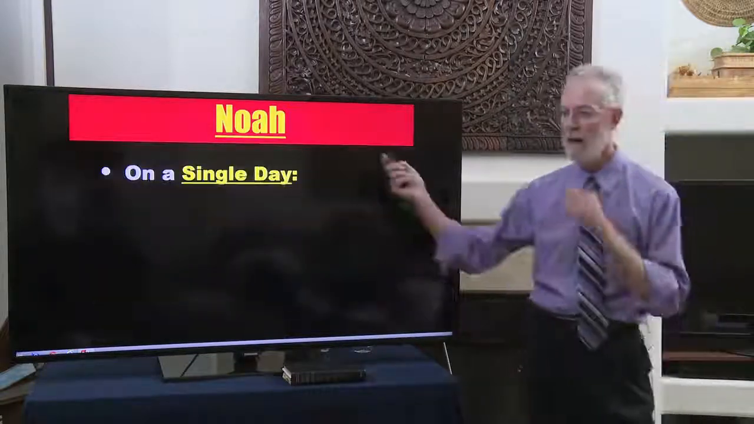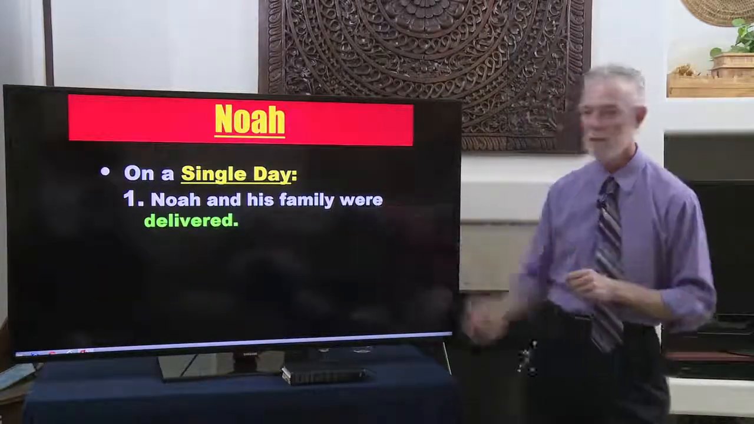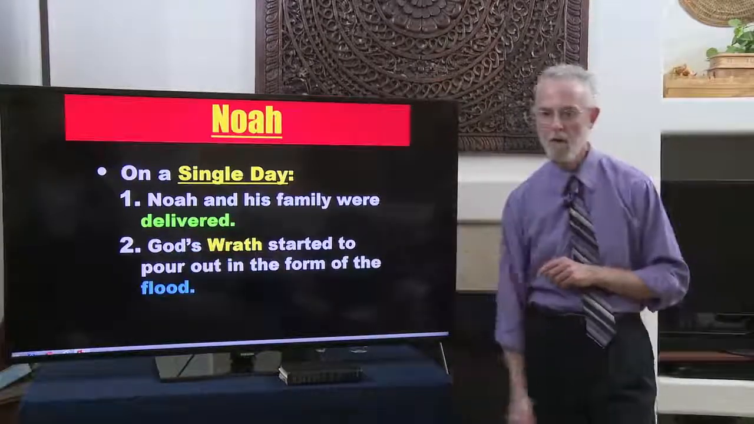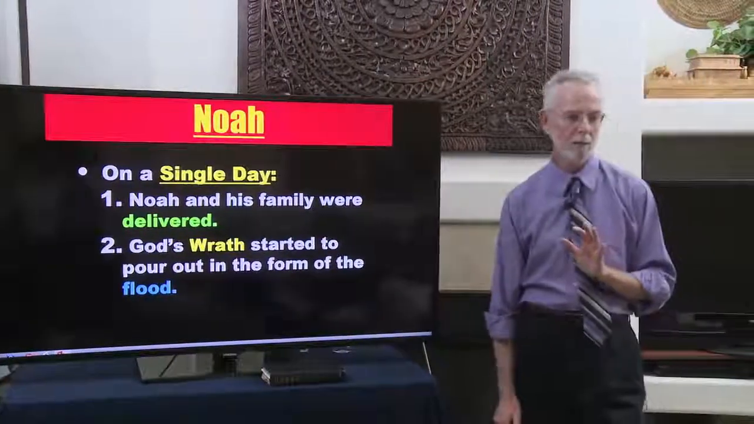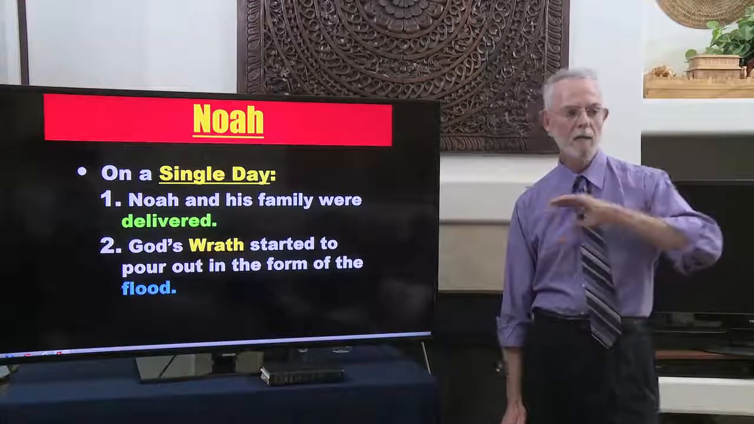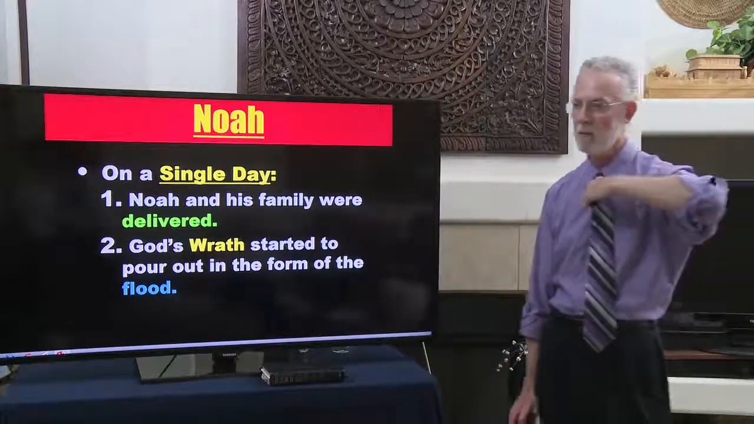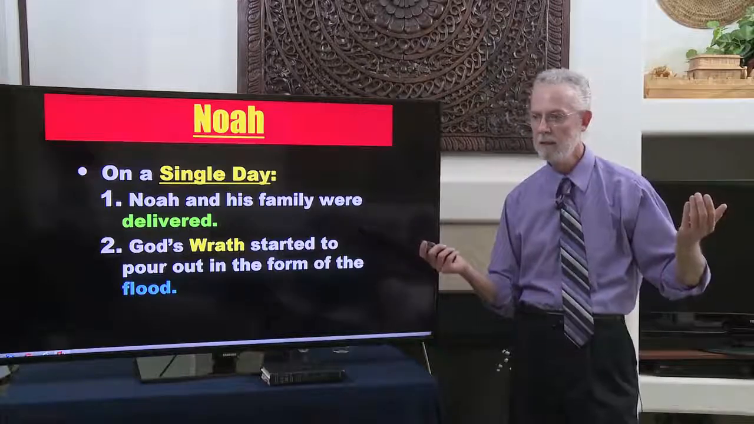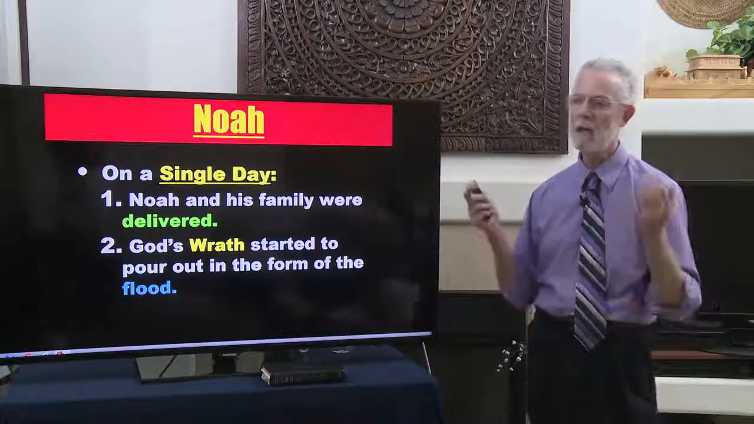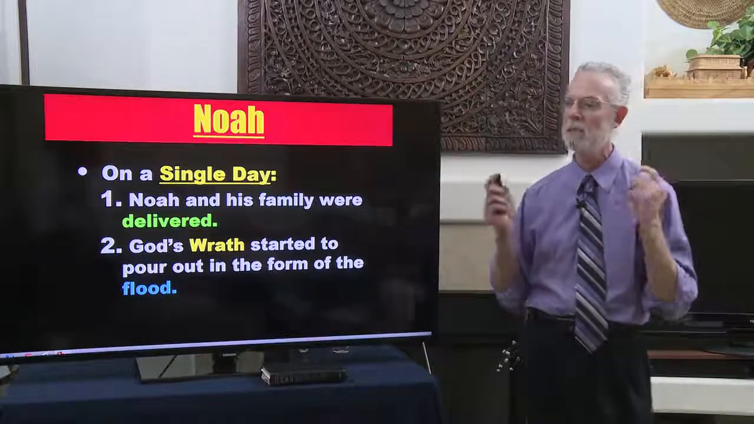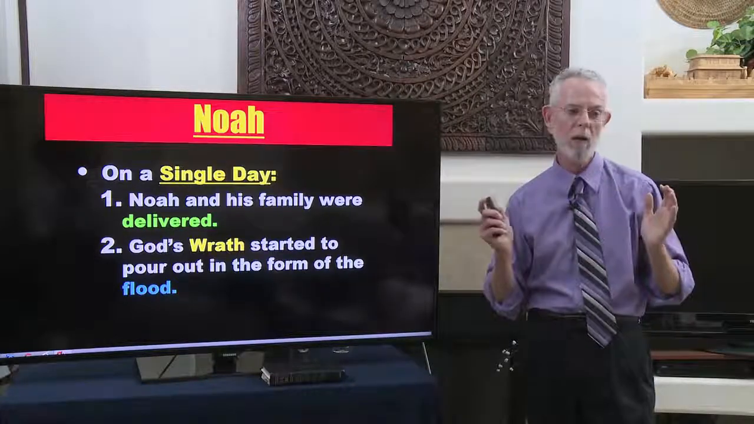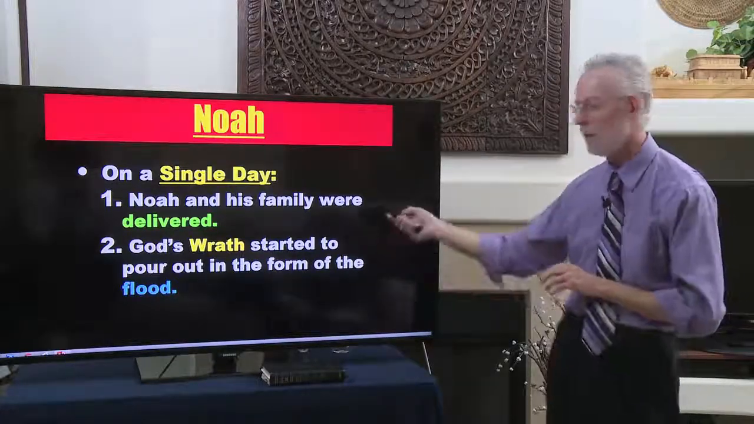Now watch this. On one single day, Noah and his family were delivered and God's wrath started to pour out in the form of the flood. Now here's how good God is. God can foresee everything from Genesis all the way through the book of Revelation. Of course, it's his word. And sometimes I just love this. Sometimes God just places a passage in the Bible and he puts a little word there or something there that just makes it so clear because it's like he anticipated that we were going to have these questions. And we see one of those right here.